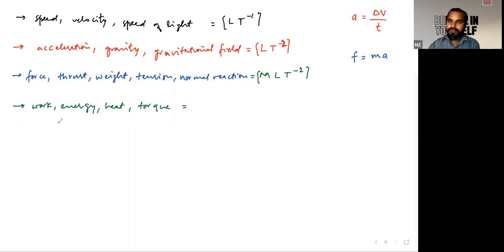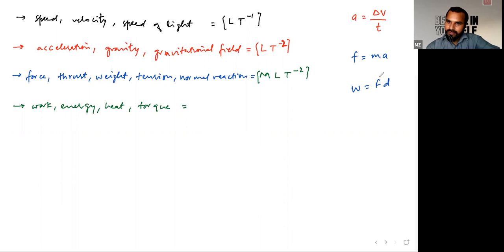The next part is work done. Do you know the formula to calculate work done? Tell me the formula to calculate work done. So work done is force into displacement. Force into displacement. Good. So work done is nothing but force into displacement.